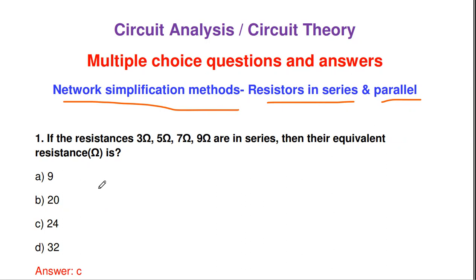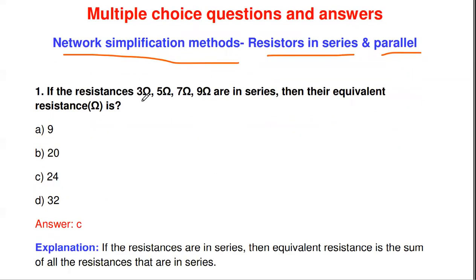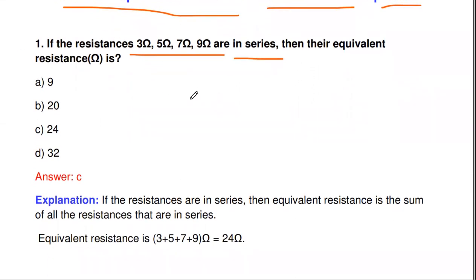Okay, so let me discuss the first one. If the resistances 3 ohm, 5 ohm, 7 ohm, 9 ohm are in series, then their equivalent resistance in ohm is dash. Here they are telling the resistances 3 ohm, 5 ohm, 7 ohm and 9 ohm, four resistances connected in series. This is said to be series connection. If four resistances are connected in series, what is their equivalent resistance?